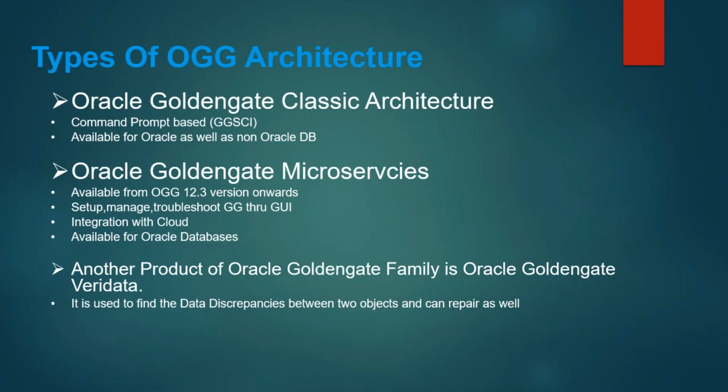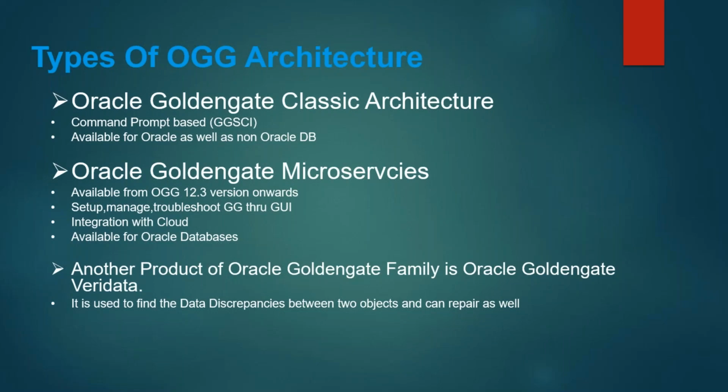So classic architecture is the one which has been available since the beginning of Goldengate. Just to give you a quick overview, Goldengate was founded in 1995 and it is named after the famous San Francisco Golden Gate Bridge. From 1995 it was Goldengate. In 2009 Oracle took it over and since then it is known as Oracle Goldengate.